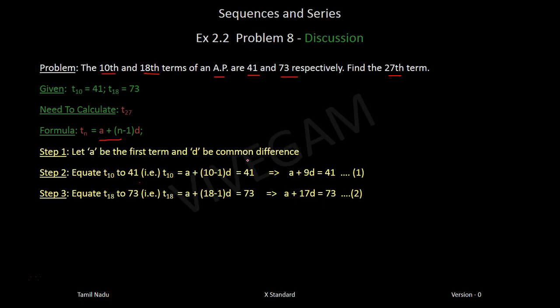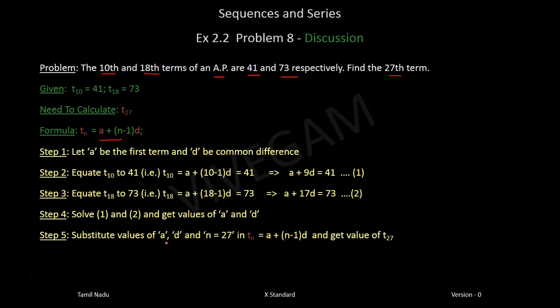Once we have A and D, substitute whatever value of A and whatever value of D we get, and put n equal to 27, you will be able to get T27. So we need to solve these two. Solve equation 1 and equation 2 and get the values of A and D. Once we have the values of A and D, substitute them and n equal to 27 in the formula Tn equal to A plus n minus 1 into D to get the value of T27.